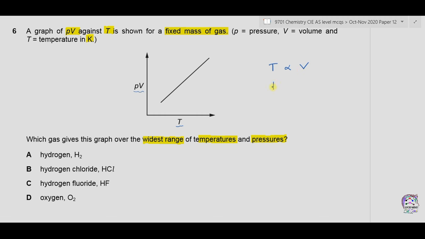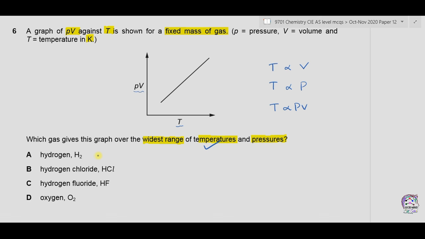volume. Similarly, for a fixed mass, temperature is directly proportional to the pressure, as more kinetic energy is given to the molecules, so the molecules will exert more pressure on the walls of the container. So we can say that temperature is directly proportional to the product of pressure and volume. At higher temperatures, this will be true for all of the gases.